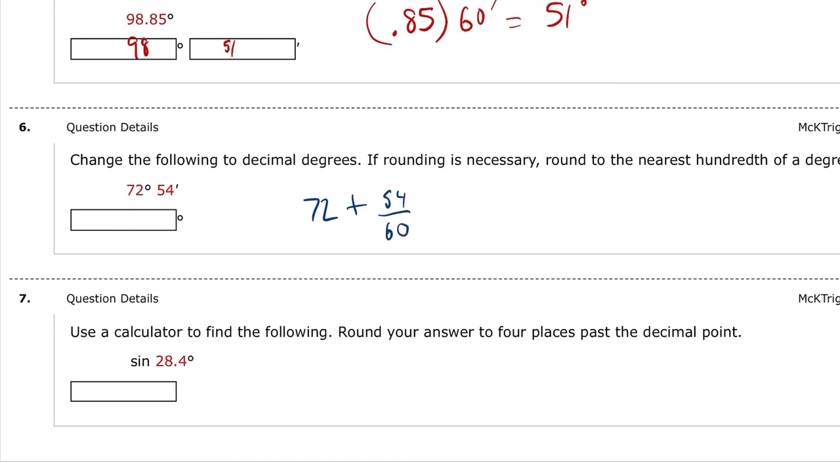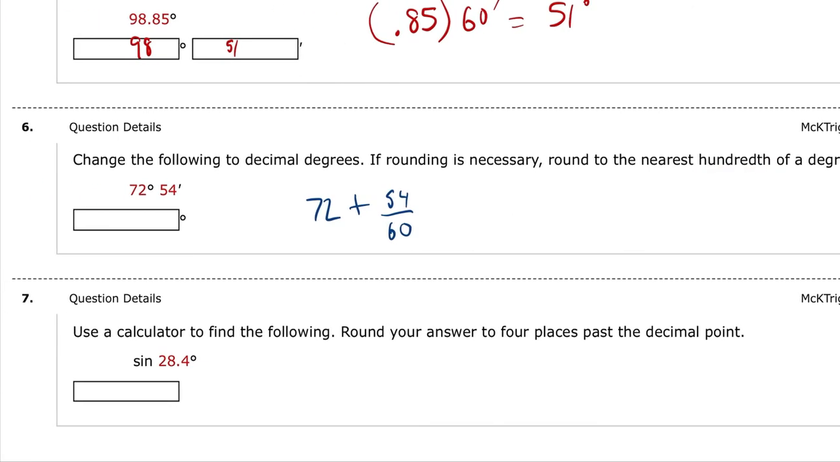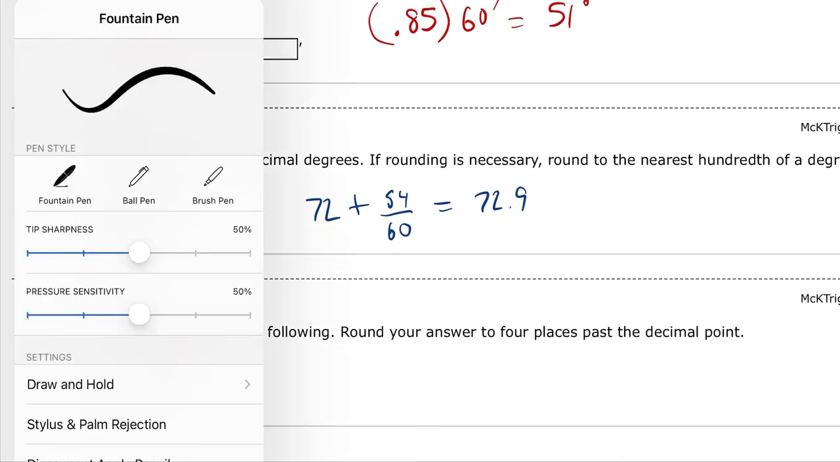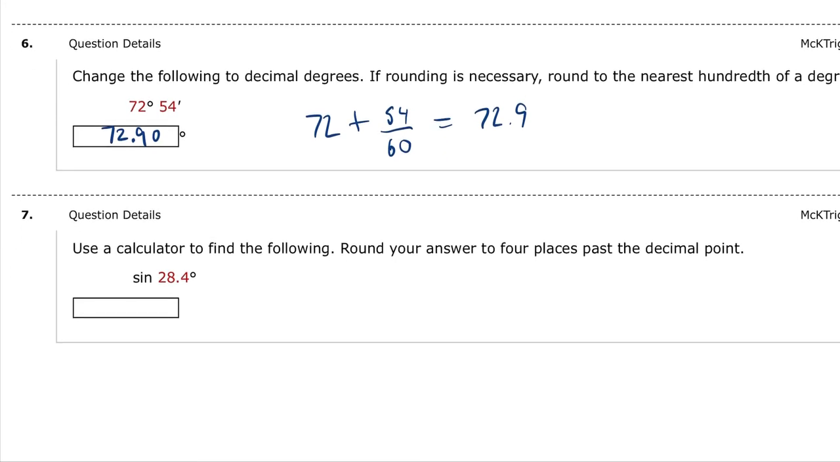All right, so if you type that into your calculators, you should get, and then they also want you to round to the nearest hundredth place. So the hundredths would be 2 decimal places. So let's see what that turns out to be on our calculators. 72 plus 54 divided by 60 is 72.9. So you would just write 72.9 in this case. You could actually add in a 0 here because they want 2 decimal places, so I would add that 0 there. All right, so that's how you would do that.